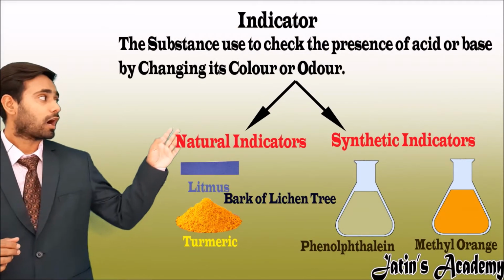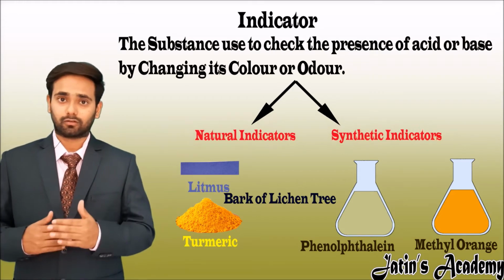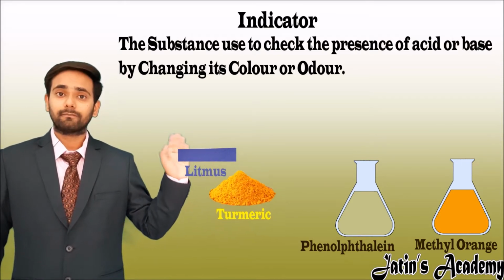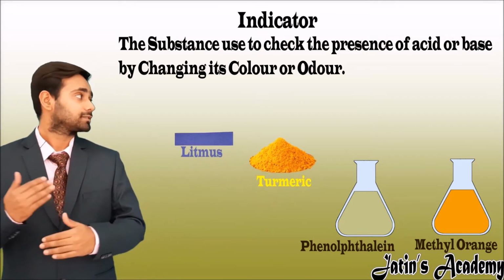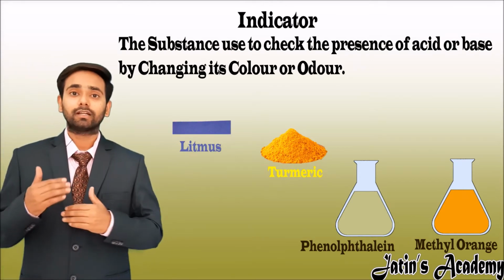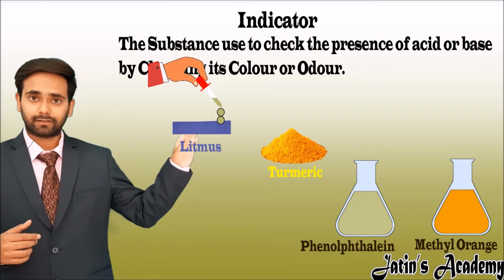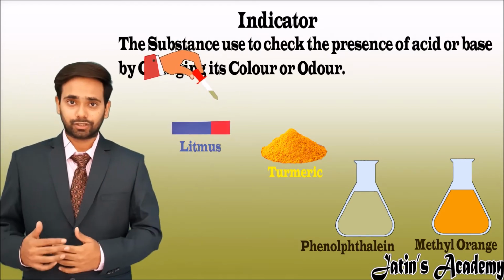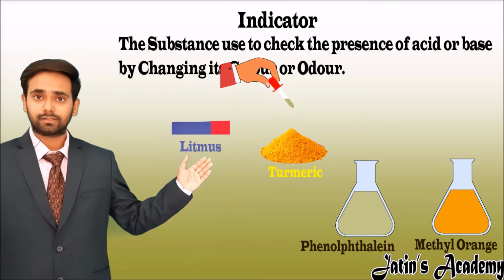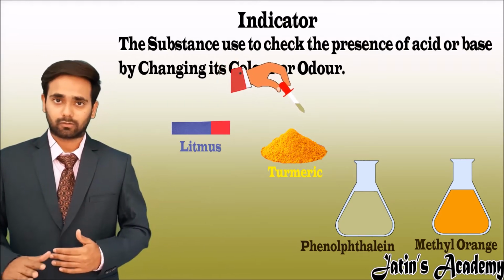Now see how indicators tell whether the solution is acid or not. These indicators change their color when mixed with acid. Now see what color changes happen to the indicators. Take the example of litmus. Litmus is usually purple in color. On mixing with acid, the litmus color changes to red. On the other side, turmeric is yellowish in color. On reacting with acid, it remains yellow.